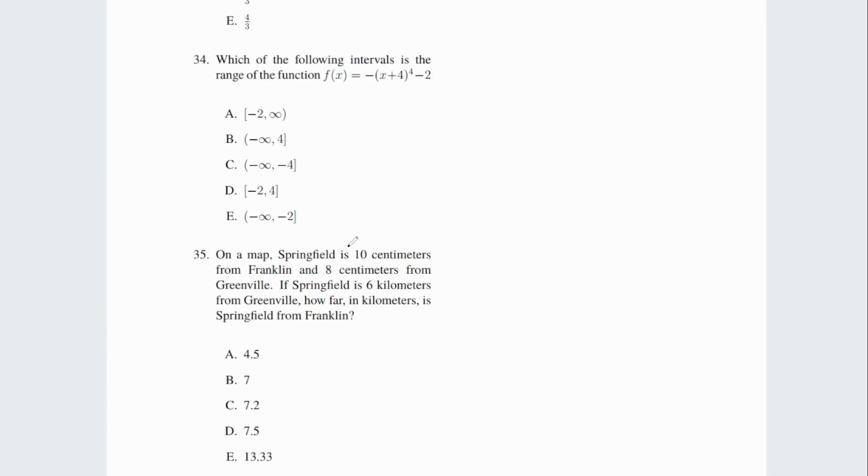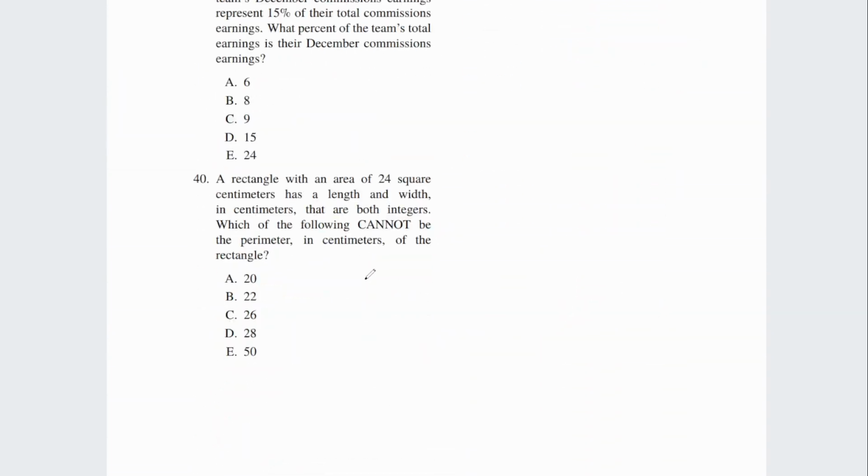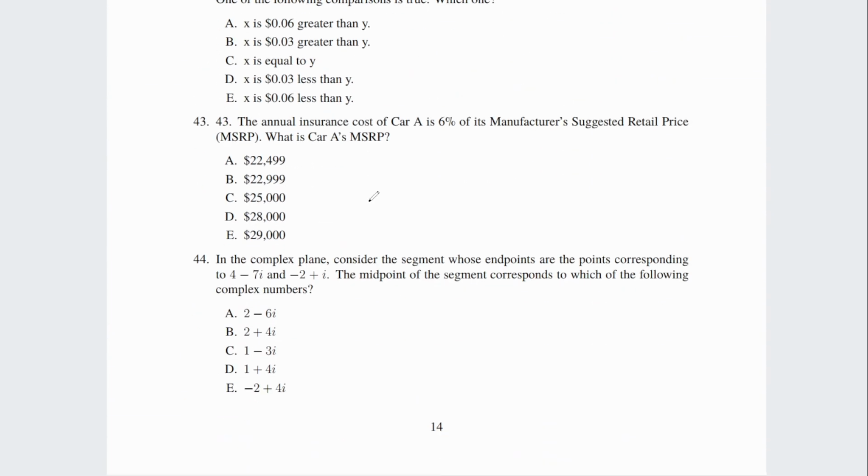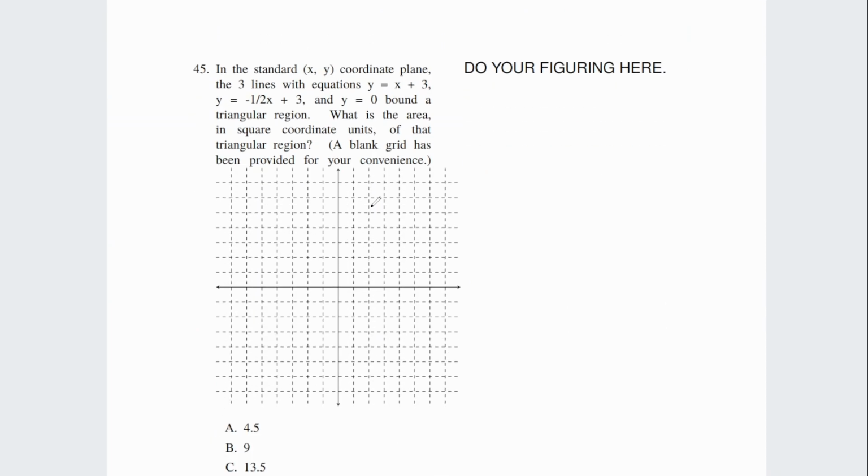Okay, let's move on to question 45. No, the other way. Because that one seemed like it was going to be very difficult and involved. This one is probably more problem solving as well. But okay, in the standard xy coordinate plane, the three lines with equations y equals x plus 3, y equals 1/2 x plus 3, and y equals 0 bound a triangular region. What is the area in square coordinate units of that triangular region?